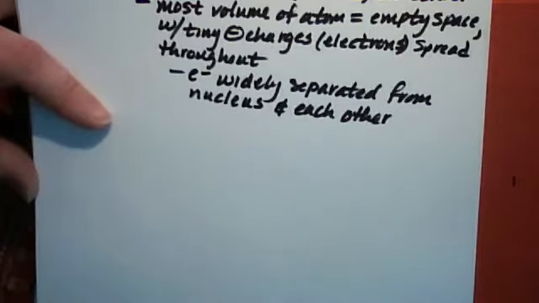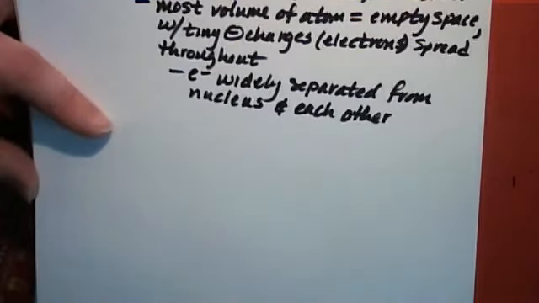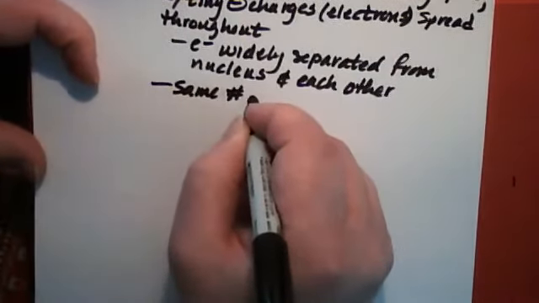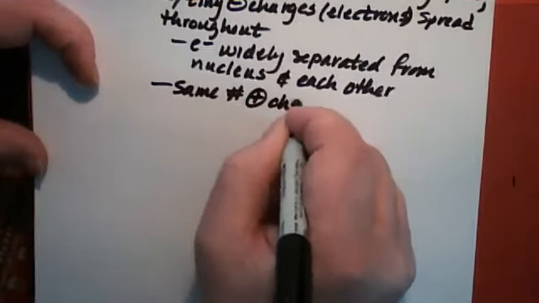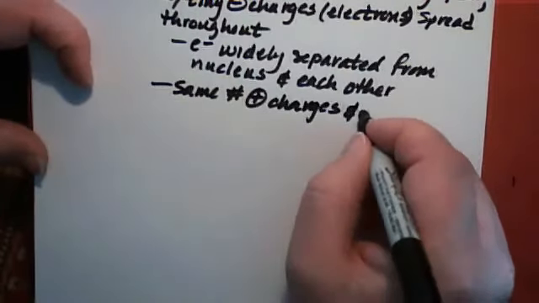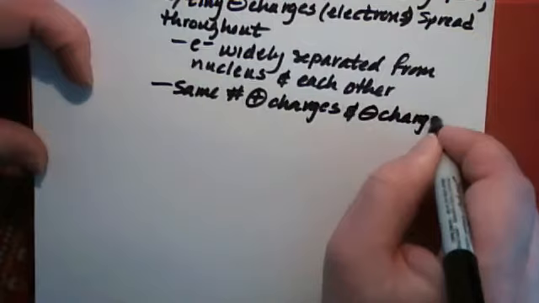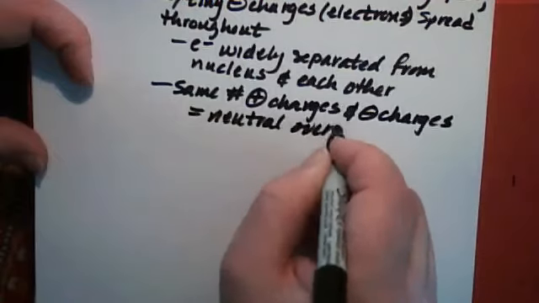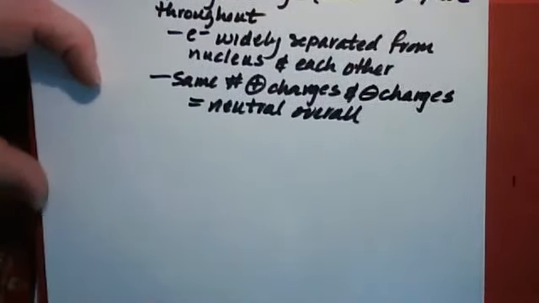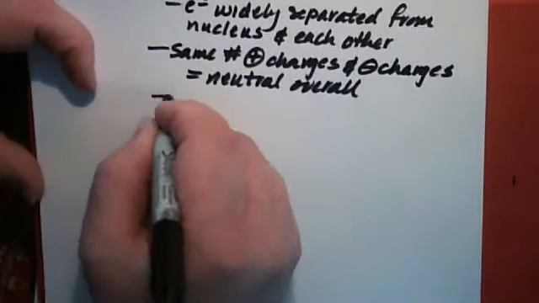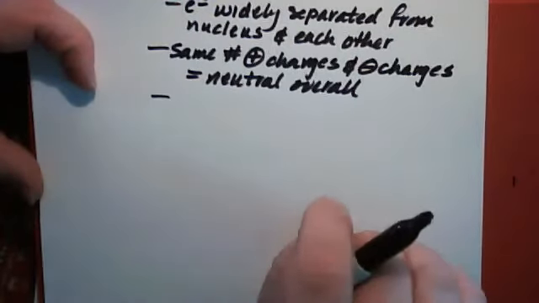The electrons are negatively charged, which means they repel each other, so you would expect there to be a lot of space between them. And any given atom will have the same number of positive charges and negative charges, which makes the atom electrically neutral overall. And this was a big step forward in the model of the atom.